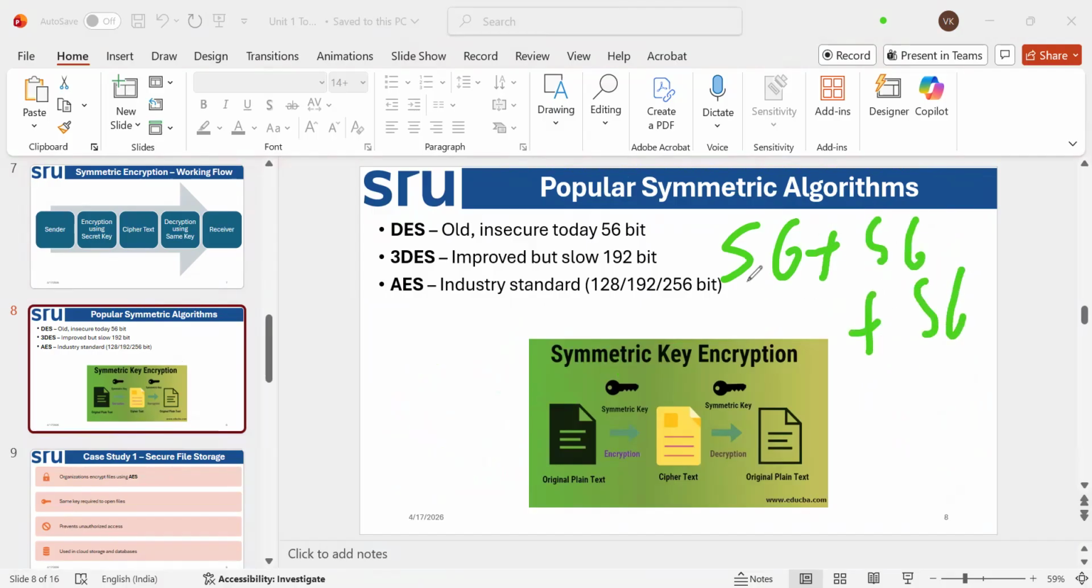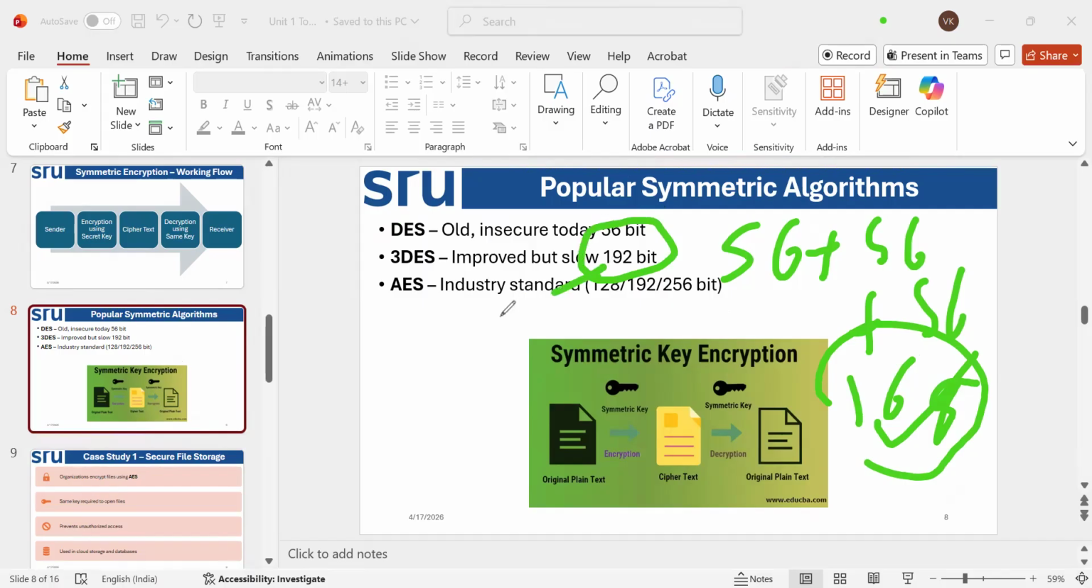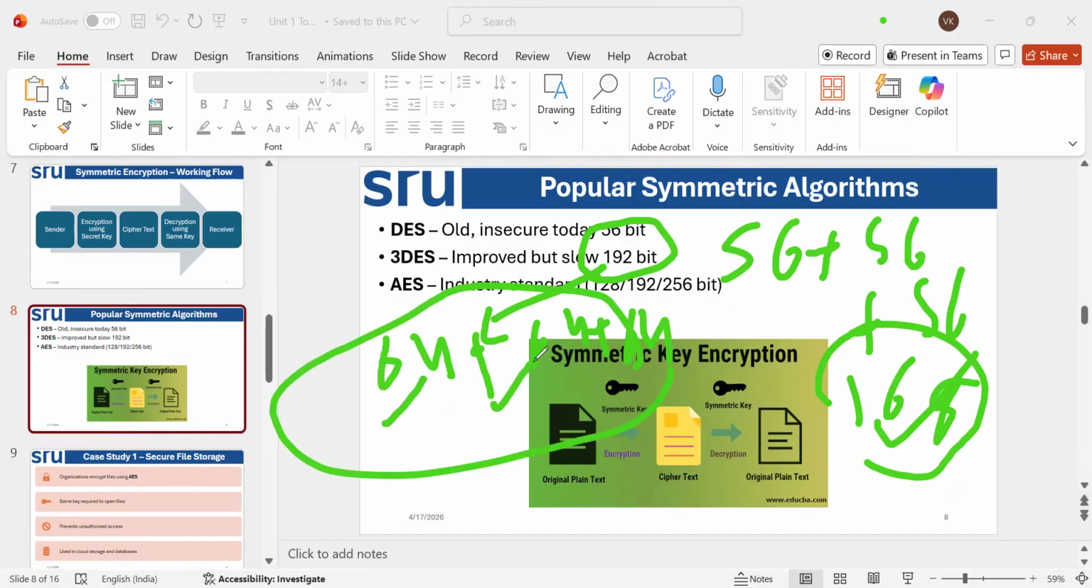That is kind of 56, 112, 168. But here is a 192 bit, so it is kind of 64 plus 64 plus 64. It is a 3-time DES algorithm performed with K1, K2, K3. It's kind of encryption, decryption, and re-encryption going on 3 times.